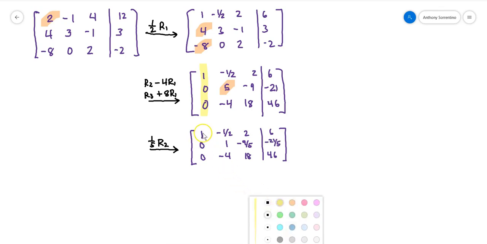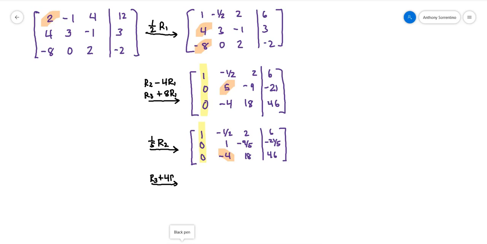First of all, notice this column untouched. Didn't change anything. And I want that to happen. The next thing I want is this to become a 0. So the row operation I'm going to do for this is row 3 plus 4 times row 2, because that's where the 1 is.